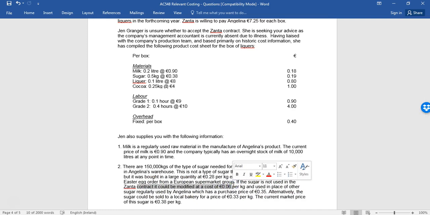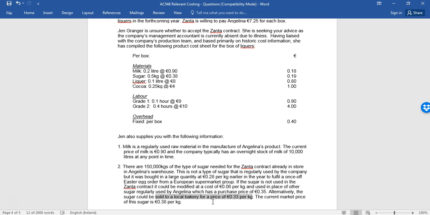And used in place of sugar regularly used at a purchase price of 35. So it has an alternative use, and it has another alternative use. It could be sold to a bakery for 33 cents per kilo. And the current market price is 38 cents. So this is a very good example now of opportunity cost. Think about what you're looking at here.